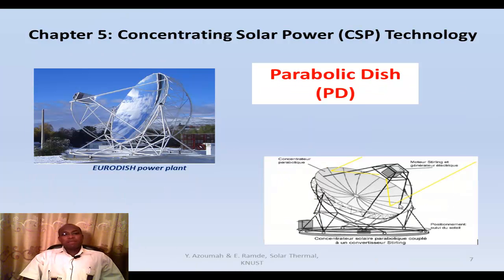The parabolic dish, as I already said, is the parabola that will concentrate the solar radiation at its focal point. And at its focal point, we have a Stirling engine. And this engine needs heat to be run. And this will directly generate electricity.